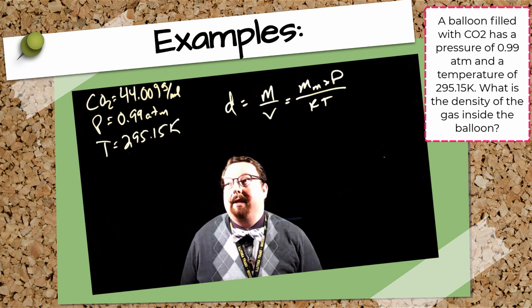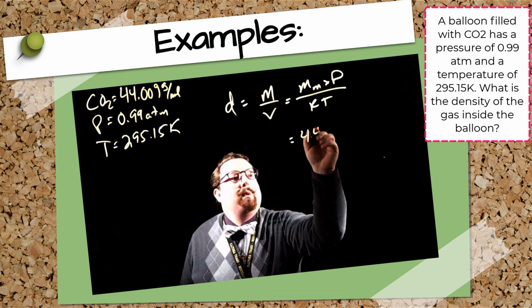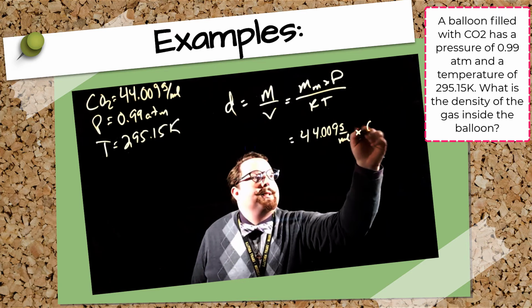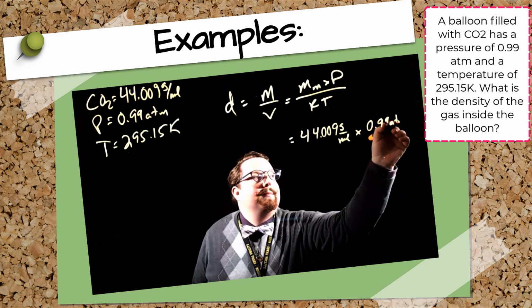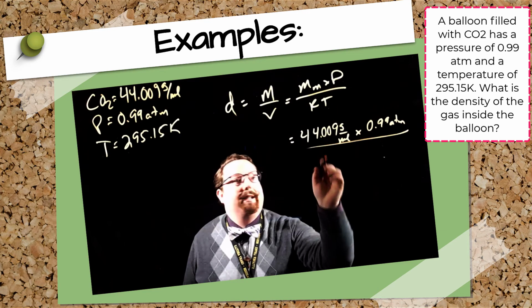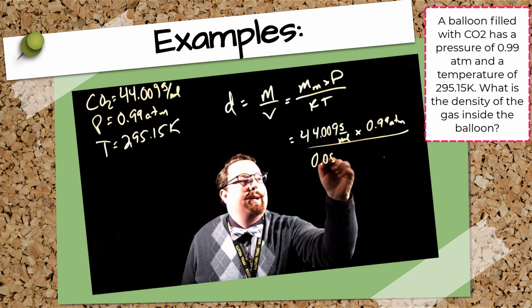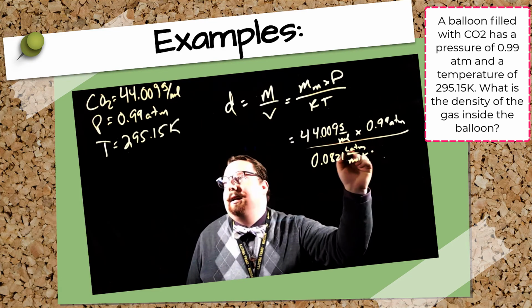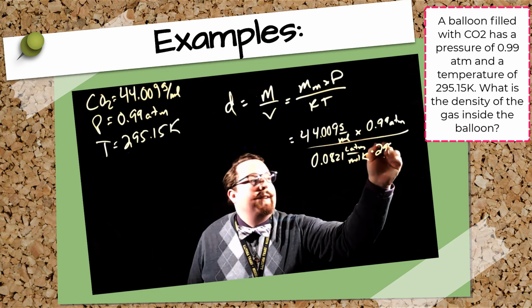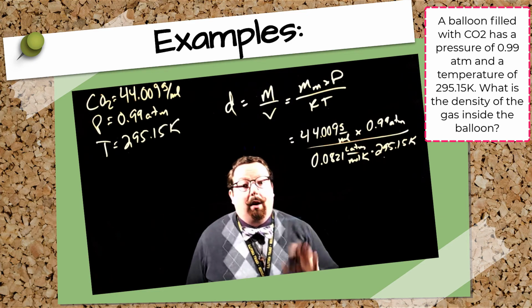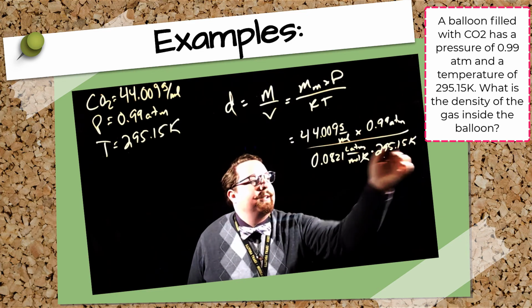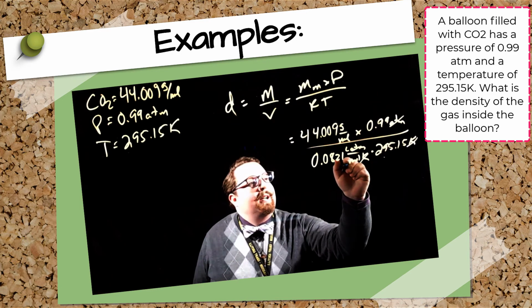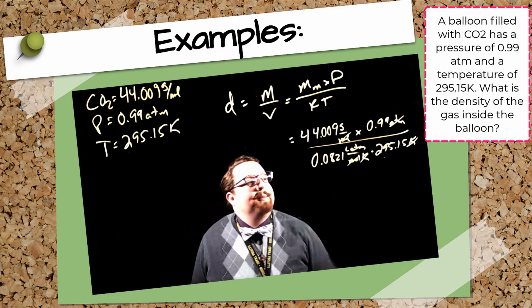So if we plug our numbers in, we have our molar mass is 44.009 grams per mole times the pressure, which was 0.99 atm, divided by the R, which is 0.0821 liter atmosphere per mole Kelvin, and also divided by our temperature, which is 295.15 Kelvin. Go through and double check our units. We have Kelvin here, Kelvin there, atmospheres on bottom, atmospheres on top, moles on the bottom of the bottom, and moles on the bottom of the top, so that cancels out.